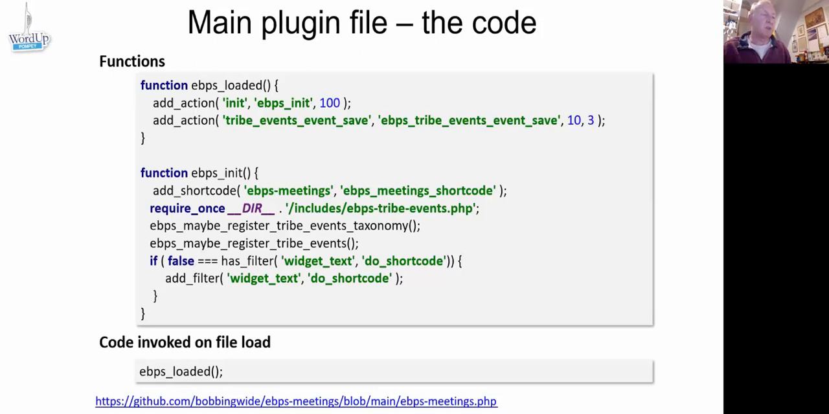Now, we also need to do some other different things, and in order to achieve that, we're going to do this using a file in a subfolder called includes, which contains more code than we need to have in the main file. So we are now going to have to load up this file by using require once, telling it comes from the current directory, and within there we're going to find it in the includes directory, and the file is called ebps tribe events.php. And then from that file we'll invoke a couple of functions, both of which will register something. First one registers the taxonomy for ebps events, and the second one registers an event itself.